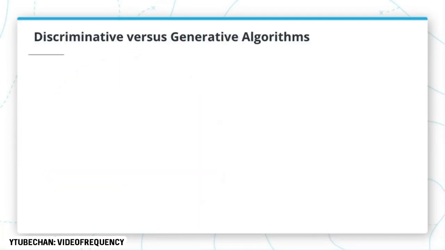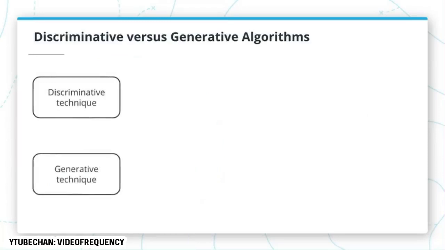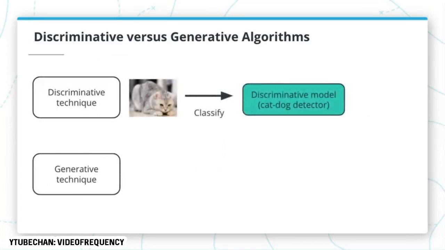Another way to classify models is to organize them into discriminative or generative techniques. Let us consider a cat-dog detector. In the discriminative technique, the model learns to classify, for example, cat versus dog, or detect, for example, face detection. In this example, a cat image is fed as an input into a cat-dog detector, which has learned to differentiate between images of cats and dogs.